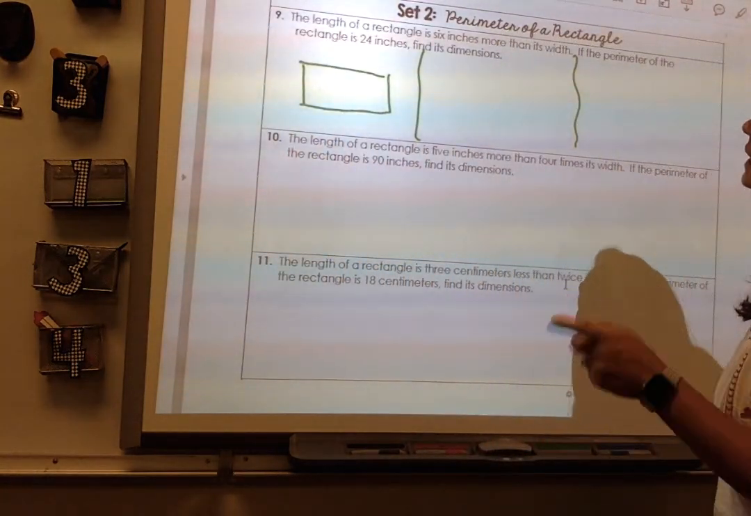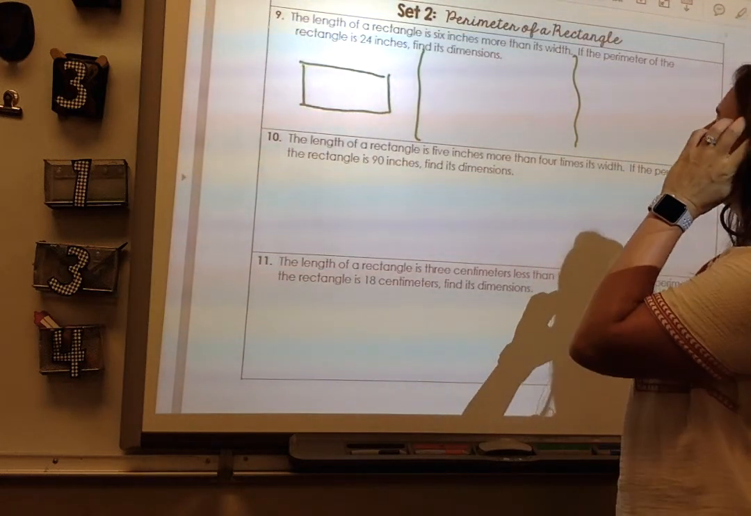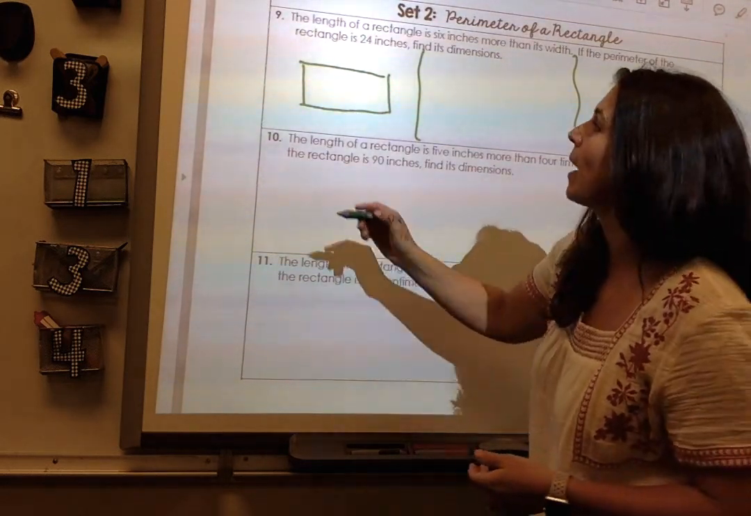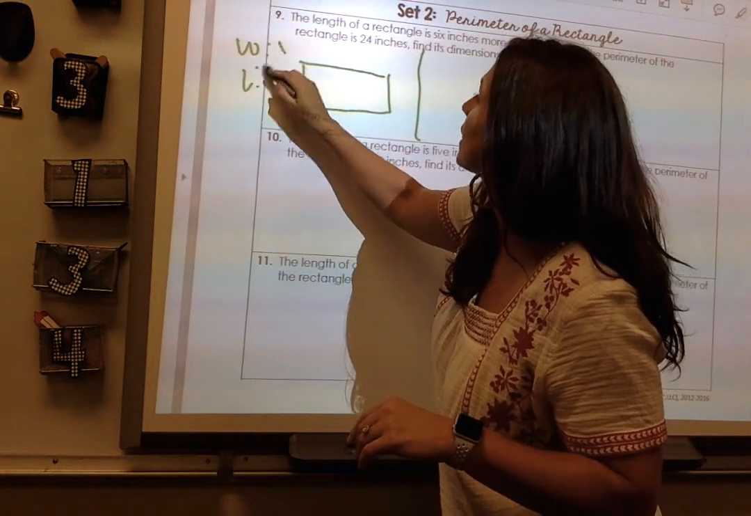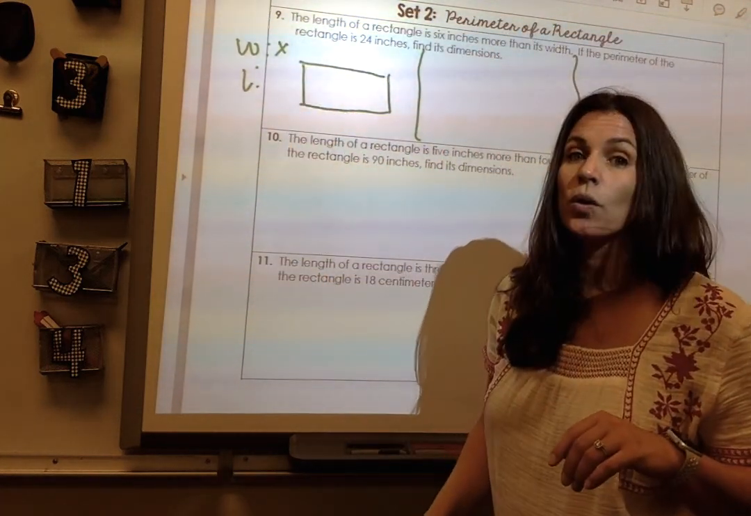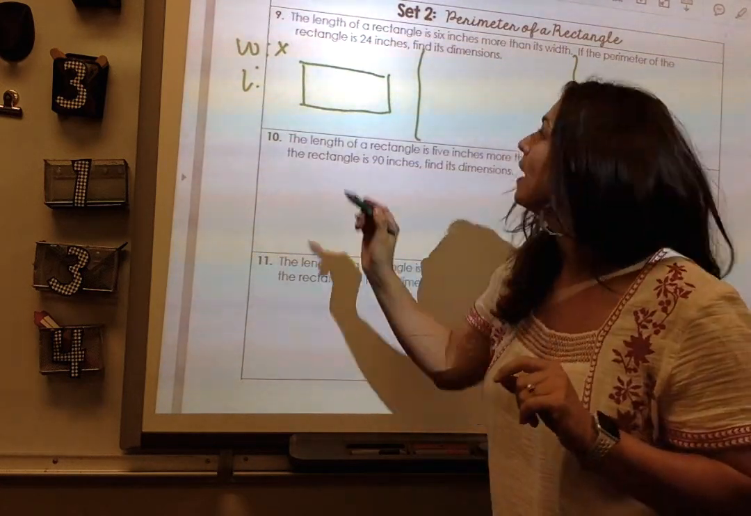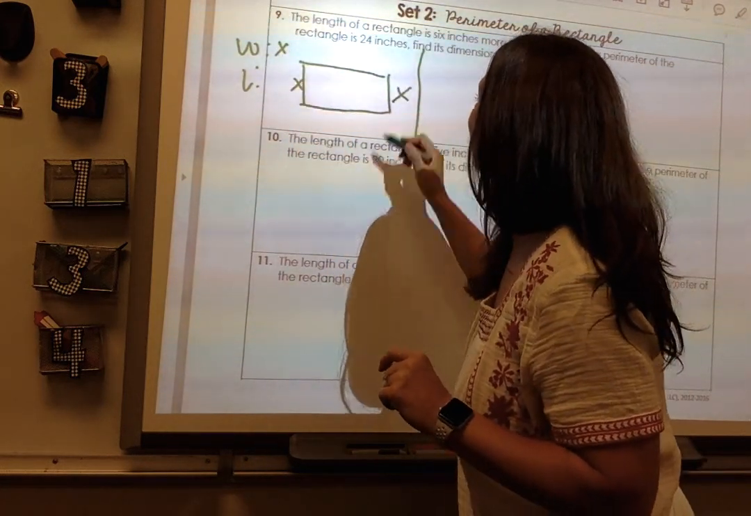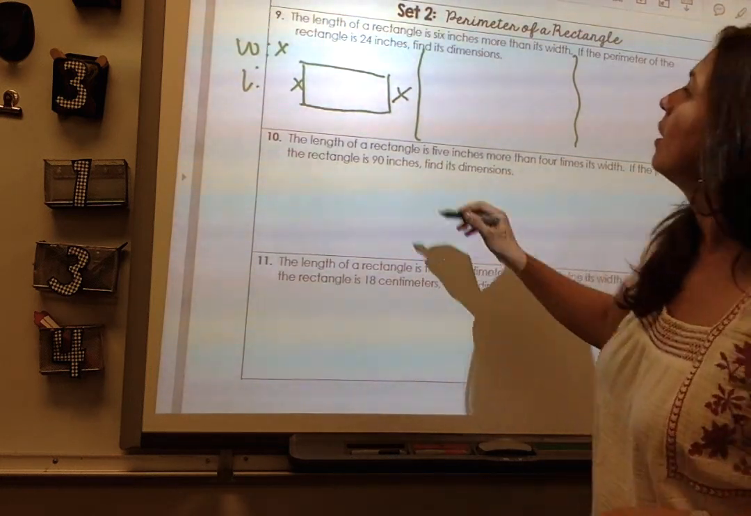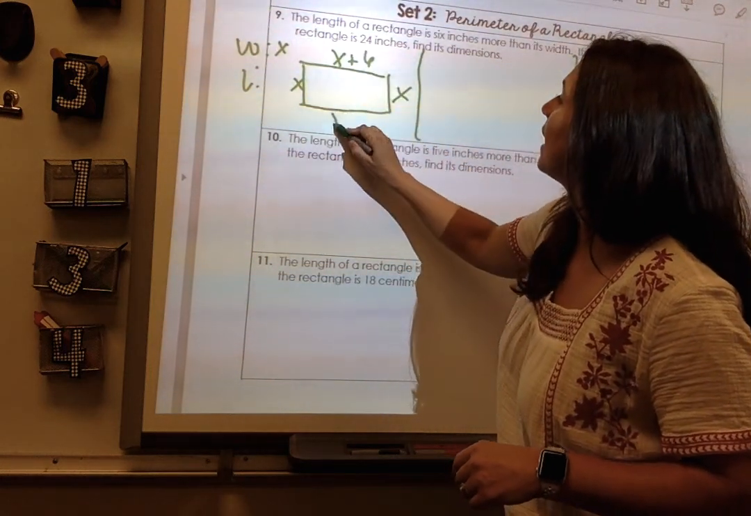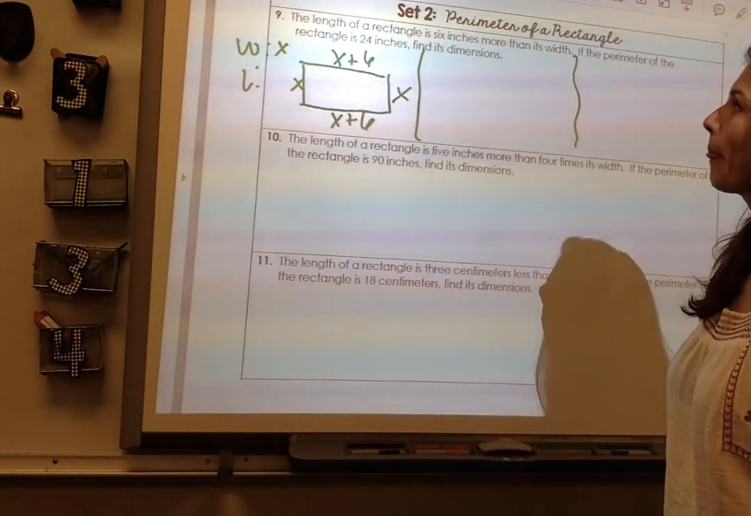It says the length is 6 more inches than its width. Who's not being talked about? We got width and length. Width is not being talked about, so it's going to be an X. And watch what I do. I'm going to fill in my dimensions. I'm putting an X here and an X here. The length is 6 inches more. So X plus 6 and X plus 6.